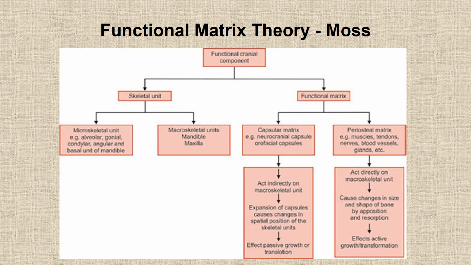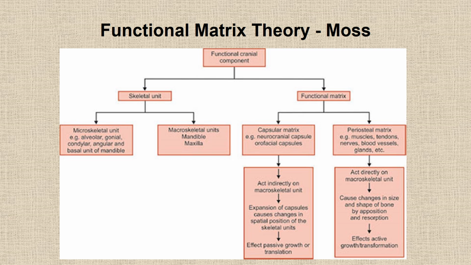Okay, now this functional matrix theory by Moss. We have the functional cranial component, and this is divided into a skeletal unit and a functional unit. Now, the skeletal unit consists of microskeletal units, for example, alveolar bone, gonial angle, condylar portion, angular portion, and basal unit of mandible. And these microskeletal units combine to form a macroskeletal unit, for example, a mandible or maxilla.